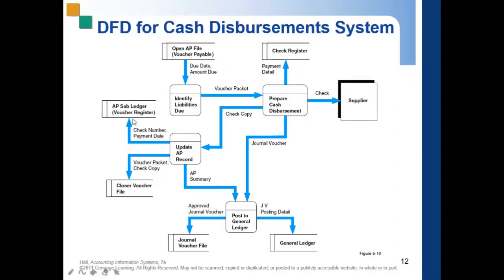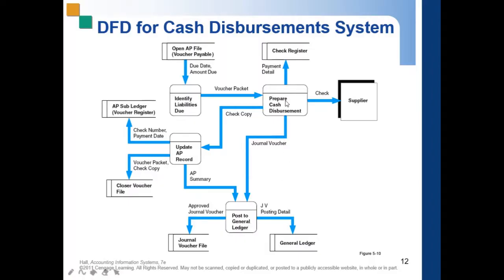So, what information is sent to the accounts payable will also update your accounts payable subsidiary ledger or the voucher register, which includes the check number and the payment date and other details. And the voucher packet and the check copy will be stored in your closed voucher file. At the same time, the one updating the accounts payable record will create an accounts payable summary, which will be sent to your general ledger.